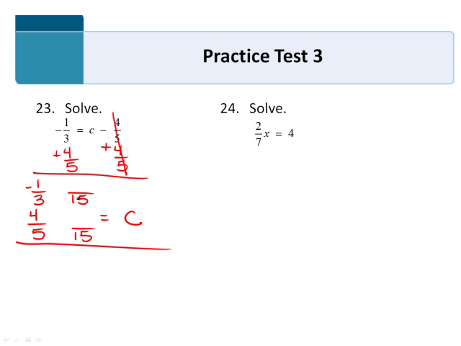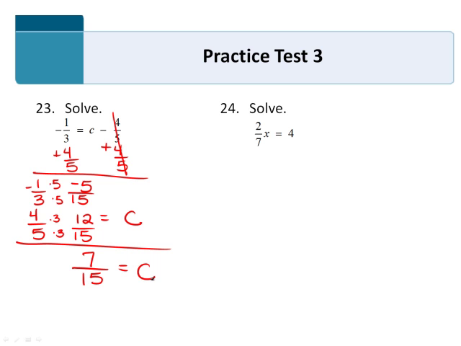So 15 divided by 3 is 5. Now, negative 1 times 5, negative 5. 15 divided by 5 is 3, so 4 times 3 would be 12. So we're looking at negative 5 plus 12. You have to subtract, keep the sign of the bigger number. That would be 7 over 15. Equals c, and that would be it.